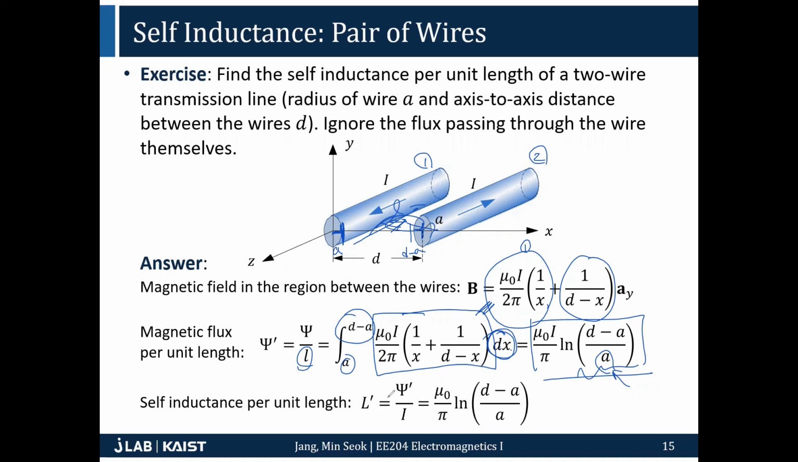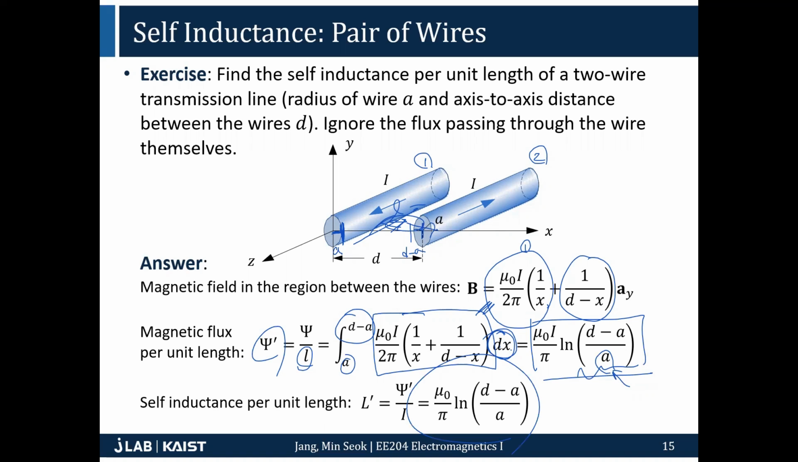And then self-inductance per unit length is easy. Once you get the magnetic flux, that's it. Just divide it by I, and that's your solution, the self-inductance. So this is actually the last problem of obtaining self-inductance.